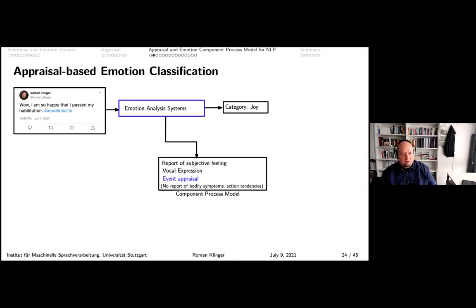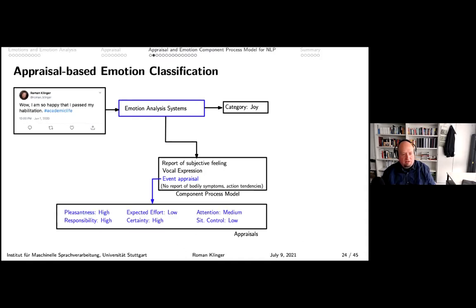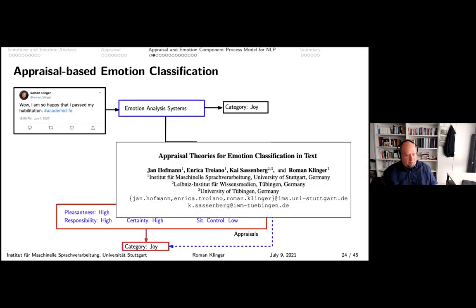So what we would like to do is develop a pipeline or a model which makes use of this component process model of emotions, and particularly of appraisals. Then we would like to know if this route, where we go through these theories to the categorization, works better than just end-to-end learning. And this is what we will look at now, and what we did in this paper from Klinger last year.